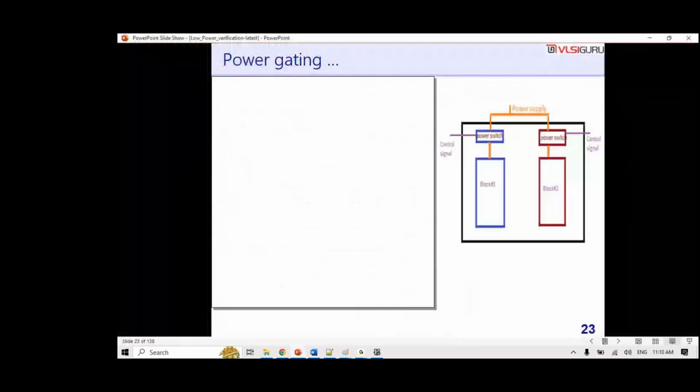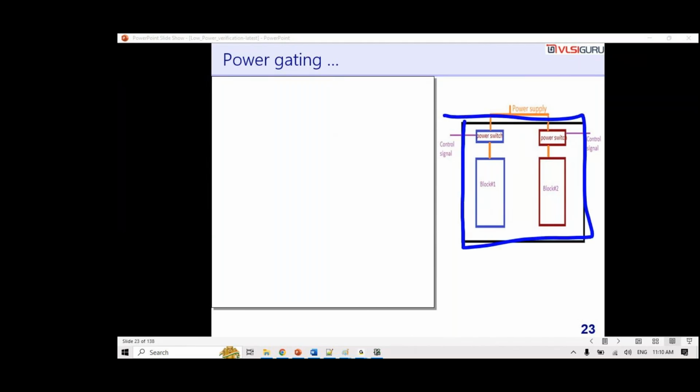Next, this is showing you an example of the power supply that is coming from PMIC. You've got block 1, block 2. Block 1 has one power switch, block 2 has one power switch. Now one basic question. Sorry for the interruption, Maulik here. Will the block request for power gating, or will some other logic request it based on whether the block is using any power?